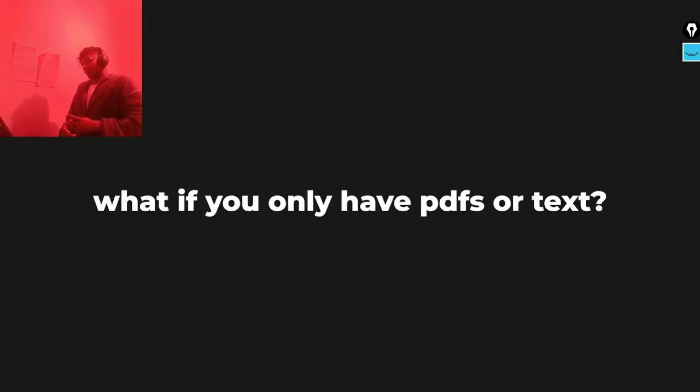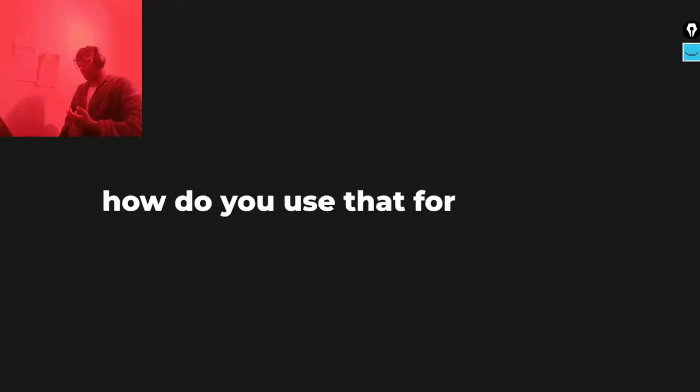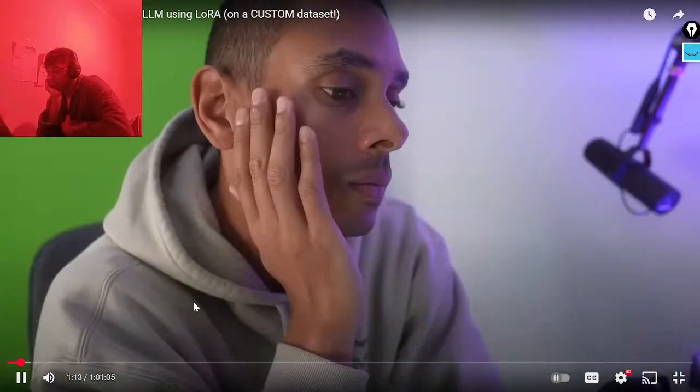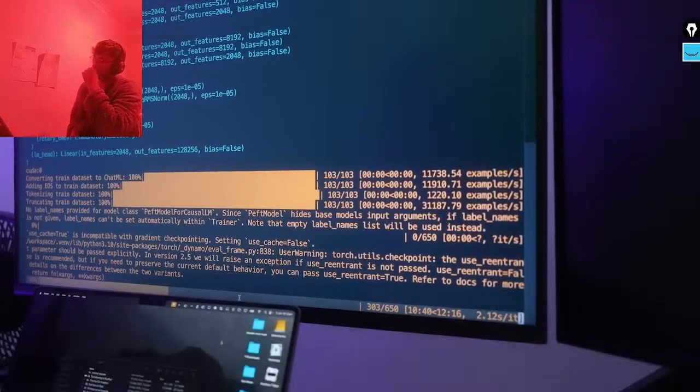But do I need to use a massive LLM to do this? And what if you only have PDFs or text or code? How do you use that for training? And are there specific training parameters that AI engineering pros use? I went down the rabbit hole with this, and you'll see a little later on that I did well over 15 training runs to get this workflow developed.